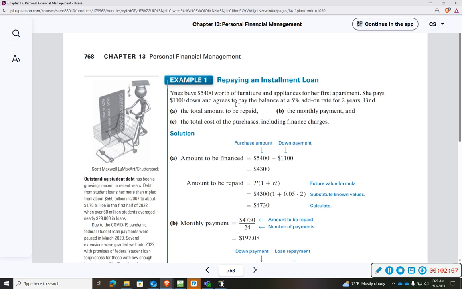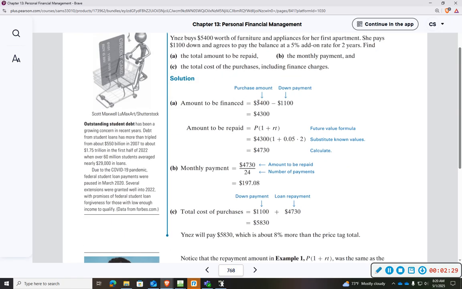So here's an example. It's telling you to borrow $54,000. You're going to pay $1,100 down, and then you have a 5% interest, and that's going to be a 2-year term. So you're going to find the total amount to be repaid, the monthly payments, and then the total cost of the purchase, including finance charges. So they take the 54, they subtract the down payment. So this is how much is going to be financed. Then we're going to do the simple interest formula and add the principal.